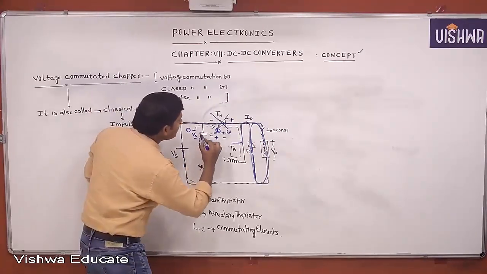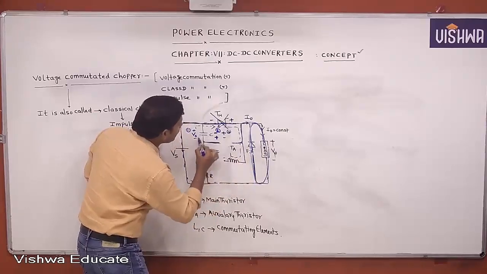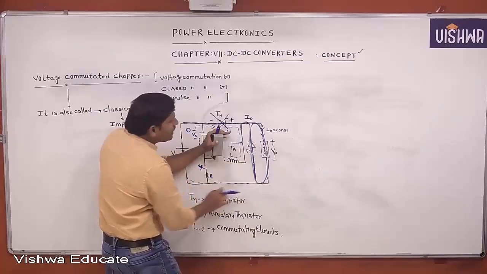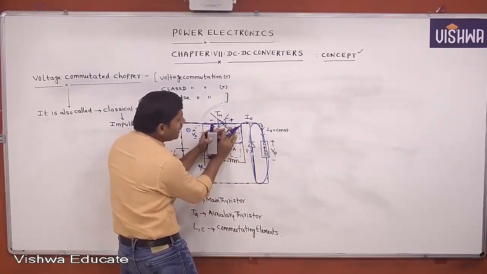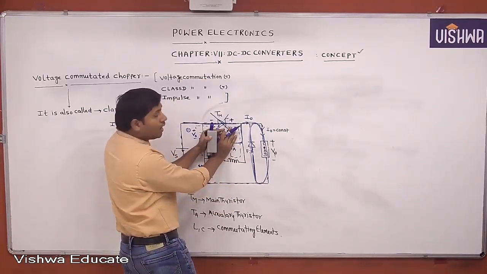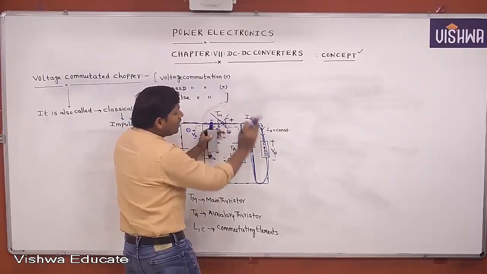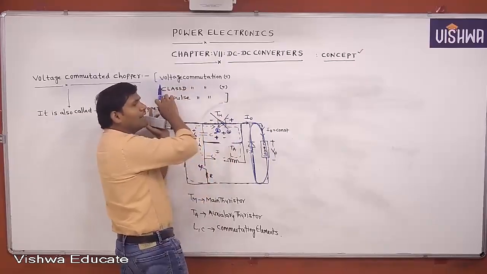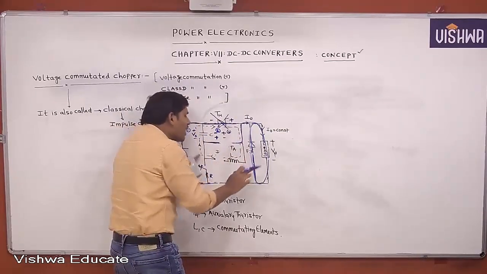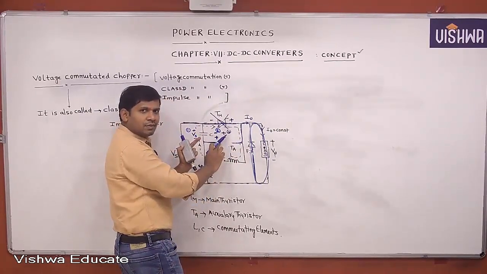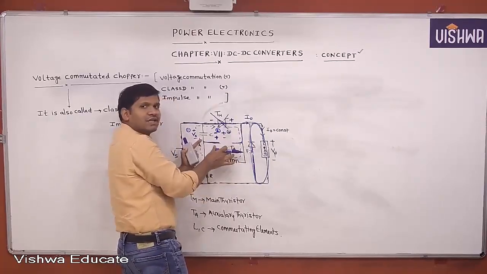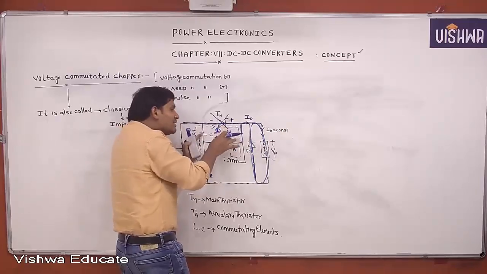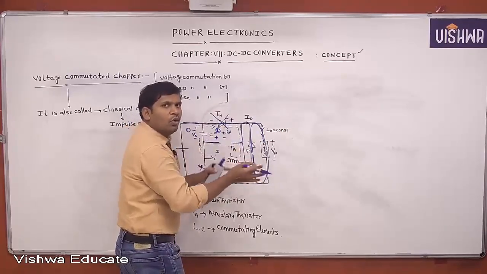Understood? That's why this circuit is nothing but a commutation circuit. Without this circuit, what is this chopper, you tell me? If the circuit is not there, what is this chopper? Yes, one switch, one diode across the load. It's just like a step down chopper. But why is it called a voltage commutated chopper? Externally we are using one commutation circuit. Understood? Externally we are using one commutation circuit, but which commutation circuit is this? Voltage commutation circuit. That's the reason why this chopper is called a voltage commutated chopper.